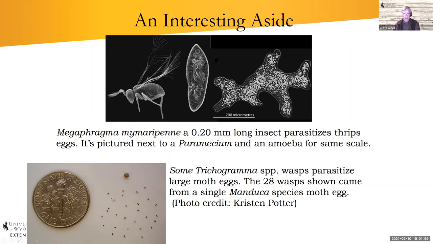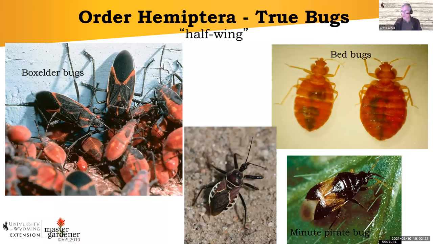So that's the egg up here. And from that egg emerged 28 species of Trichogramma wasps. And then after mating, the females will go out and lay their eggs inside other Manduca eggs or other species of moths. So there's a dime, there's the moth egg, and then that's 28 wasps that emerge from that. So again, we know a lot more about the big insects than we do about the really tiny ones.